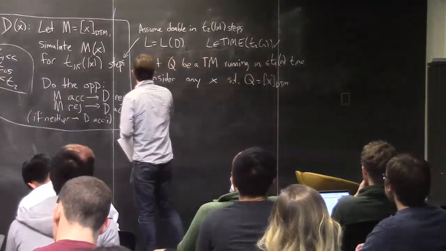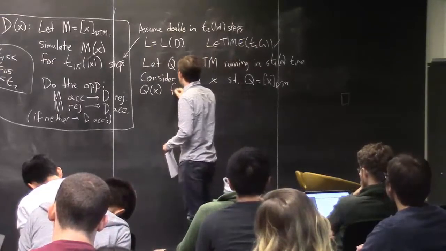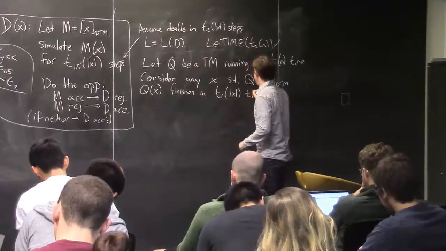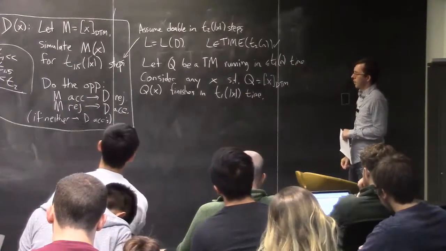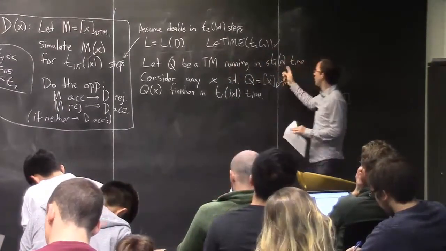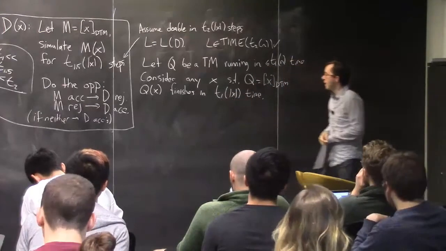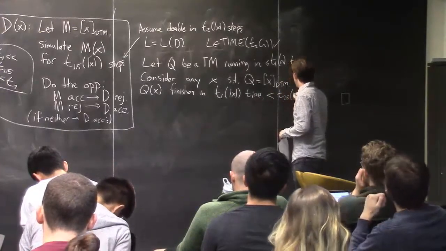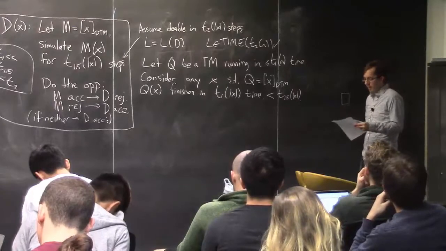OK, so Q of X. Q, when you actually run it on this string, what do we know about it? We know that it finishes in T1 of length of X time. Well, maybe. We'll come back to this point. But yeah, we know that it finishes in T1 of length of X time because it's a T1 time Turing machine. Actually, no. So far, what I've written is all fine. So it finishes in T1 of length of X time. And we know this is less than T1.5 of X time, noticeably less even.